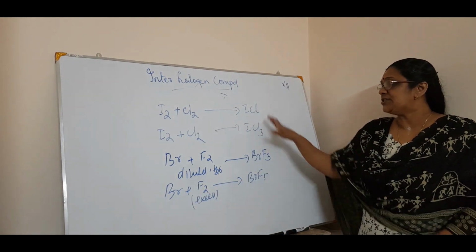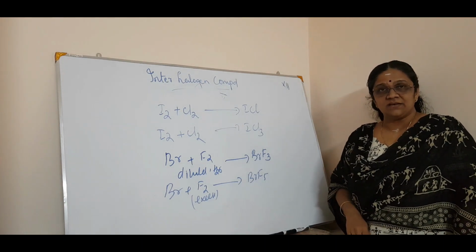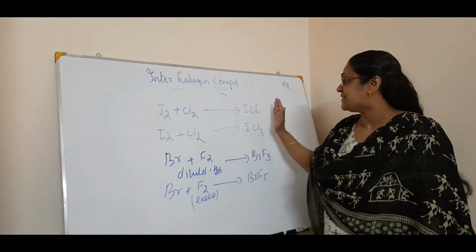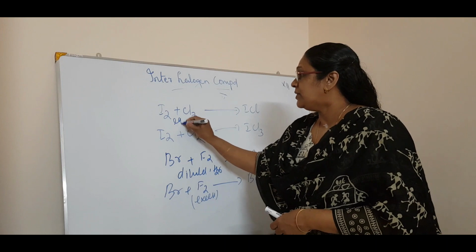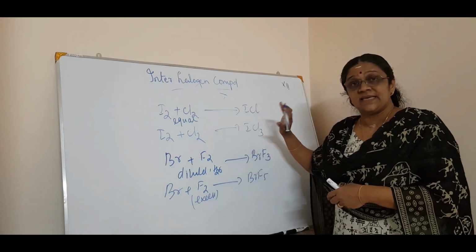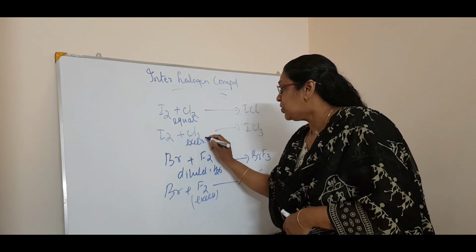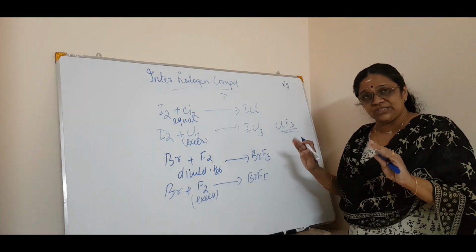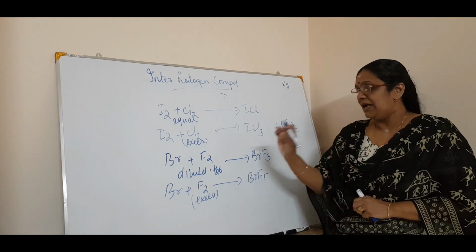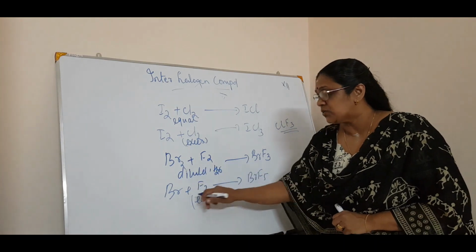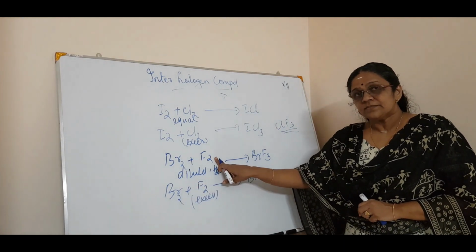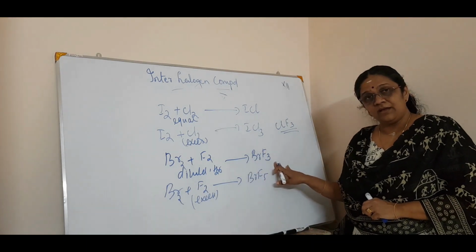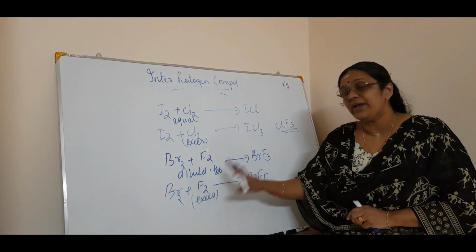These are the equations you have to study in interhalogen compounds. Two of them are easy, that is iodine with chlorine, and fluorine with chlorine. They are the same, ditto. Equal amounts will give you ICl and ClF. Then if chlorine is in excess, you will get ICl3 and ClF3. Same, ditto, no change. Only bromine you have to be a little more cautious about. Bromine plus fluorine, the condition is that it should be diluted with water, then you will get BrF3. And if you want BrF5, the fluorine has to be in excess.